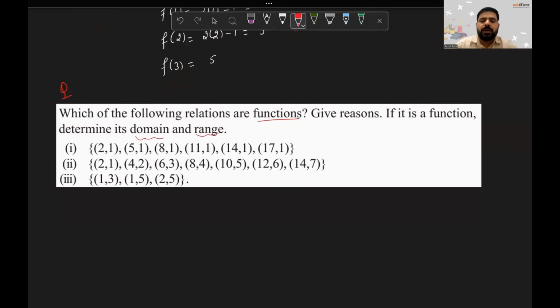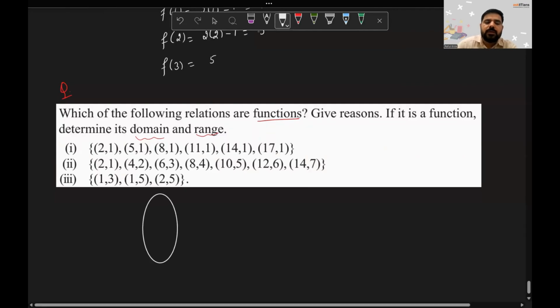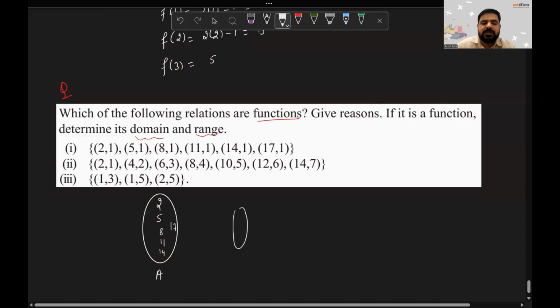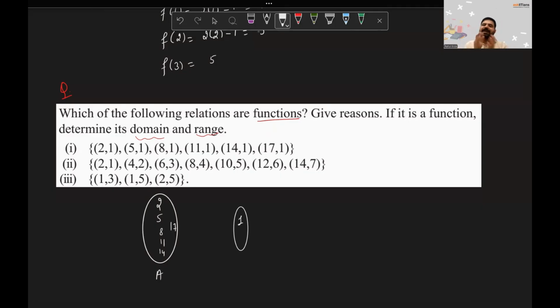Okay, so let's look at the first case. We have the ordered pairs (2, 1), (5, 1), (8, 1), (11, 1), (14, 1), (17, 1). So it looks like we have 2, 5, 8, 11, 14, and 17. These elements are in the first set, and the second set contains 1 as one of the elements. There might be some other elements, there might not be. Let's say there is also minus 2. But it doesn't matter, because all the elements are mapped to 1 only.